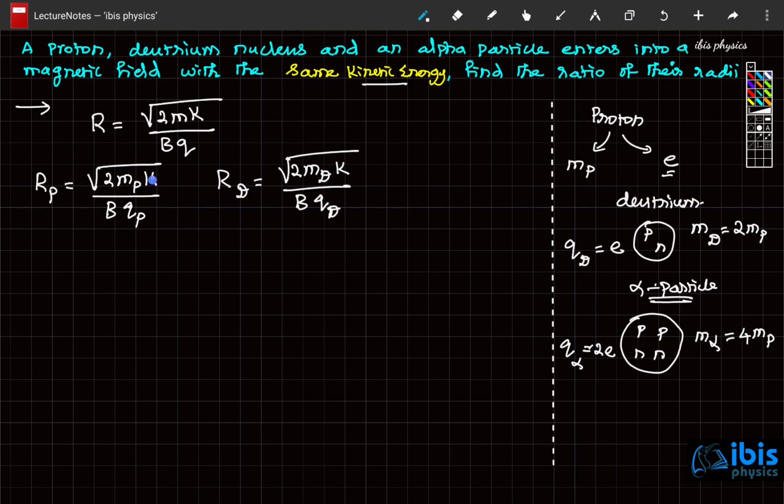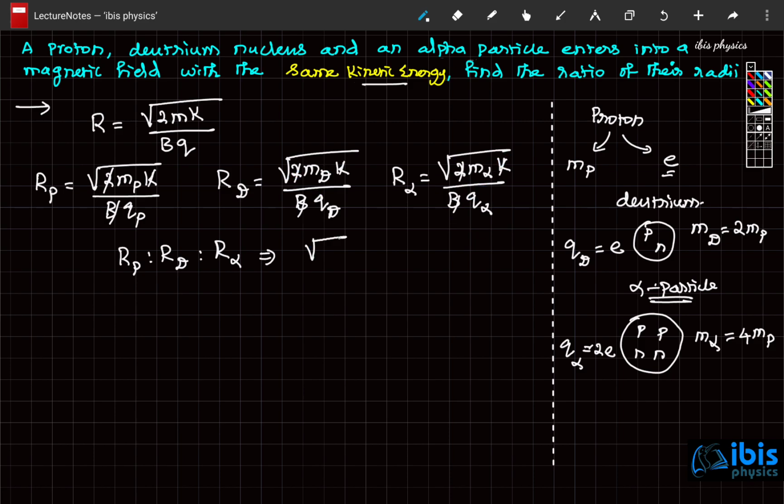Here they all have the same kinetic energy, so I am using the same K for the proton as well as the deuteron. And the radius of the alpha particle is root over 2 times mass of the alpha particle times kinetic energy of the alpha particle, by B times charge of the alpha particle. So the ratio is radius of the proton to radius of the deuteron to radius of the alpha particle. Here we leave the common things and write the rest. When you write all this, 2, B, K will be cancelled.